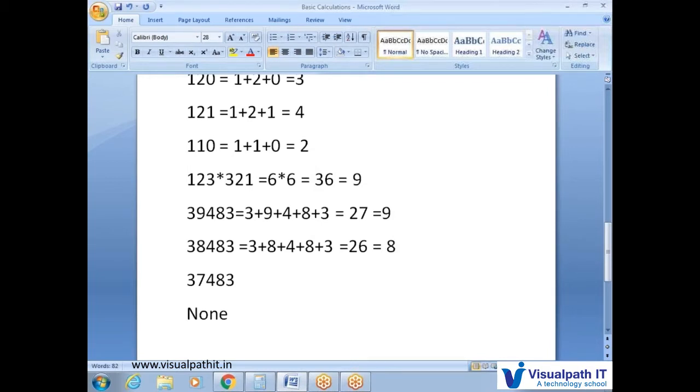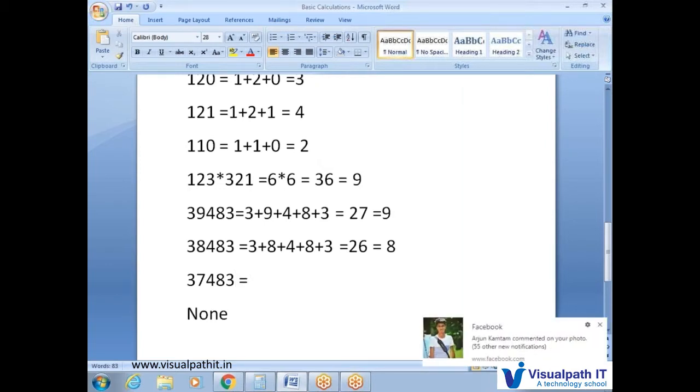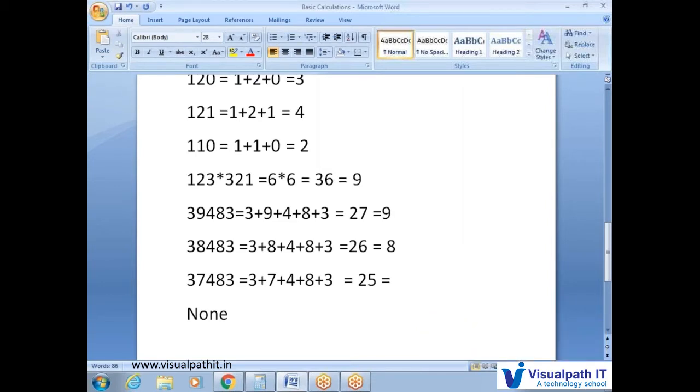Option B is not satisfied. And option C, same. Here also a 5-digit number. Converting into a single digit means 3 plus 7 plus 4 plus 8 plus 3. Clear? So 7 plus 3, 10. 10 plus 4, 14. 14 plus 8, 22. 22 plus 3, 25. 25 is also a 2-digit number. Again converting into a single digit: 2 plus 5, what is the answer? 7. Is 7 equal to 9 or not? So 7 is not equal to 9.